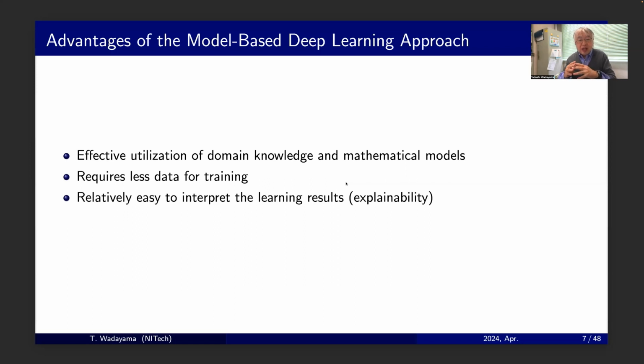Lastly, model-based deep learning often provides better interpretability of the learned results. It is widely recognized that it is not easy to interpret the learned results of deep neural networks. In the case of model-based deep learning, the training parameters have their own specific roles, and the learned results are relatively easy to interpret compared with the black box approach. This is another advantage of model-based deep learning.